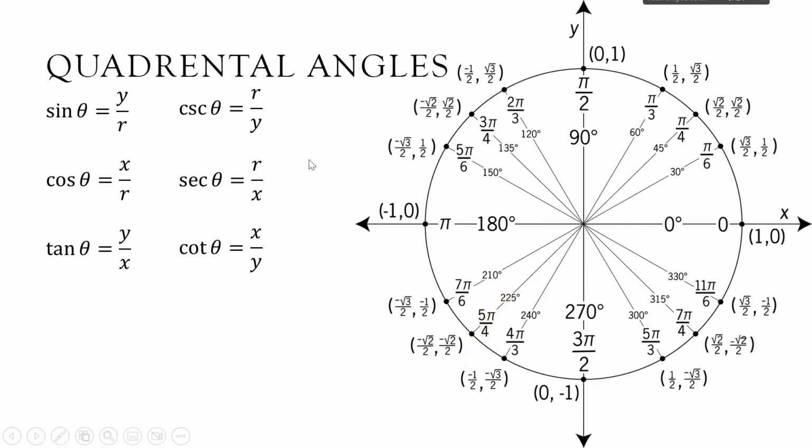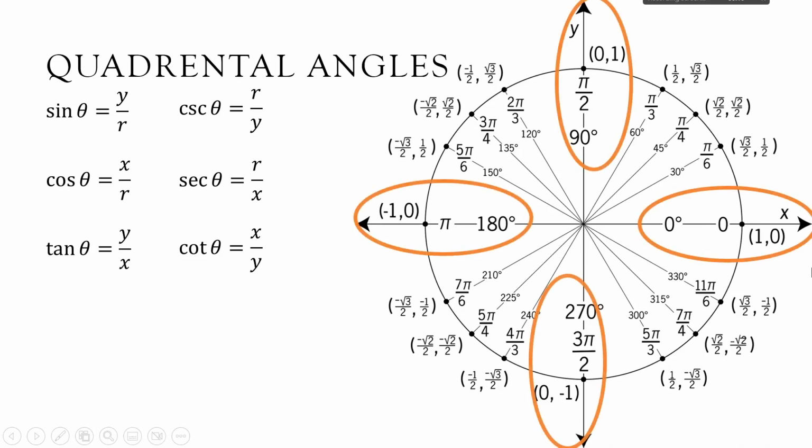One other nice thing about this unit circle is that this lets us work with the quadrantal angles as well. We couldn't really do the quadrantal angles with our special right triangles, but with the unit circle, I have my 4 major quadrantal angles: 0, 90, 180, and 270. Technically 360 and all of its multiples as well. But these 4 spots along my unit circle.